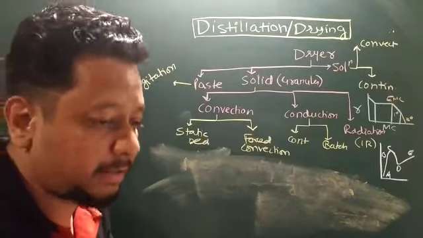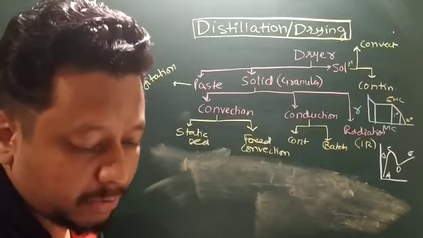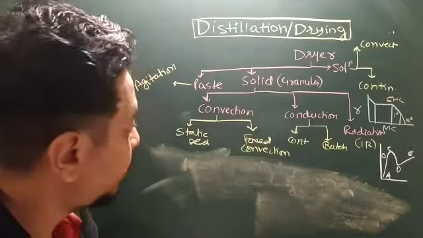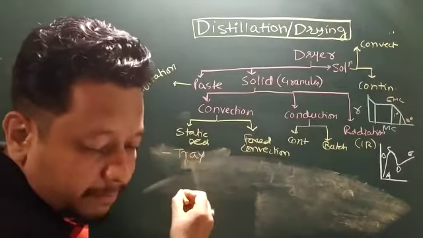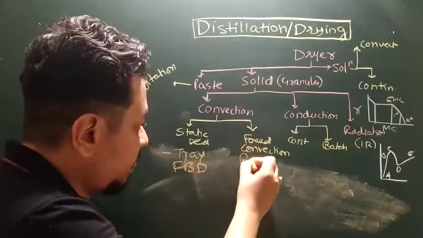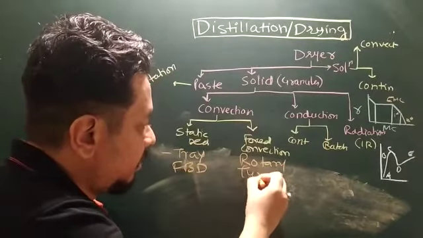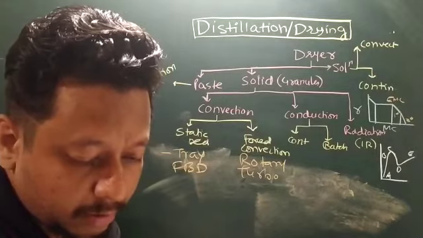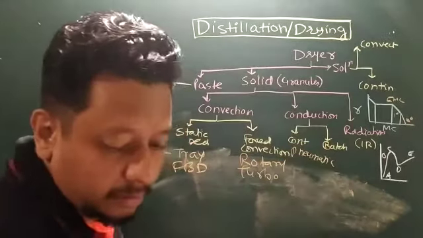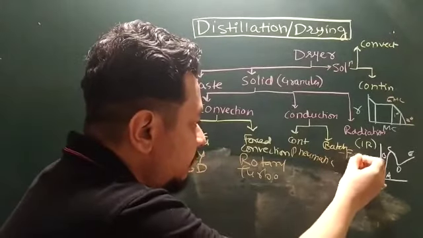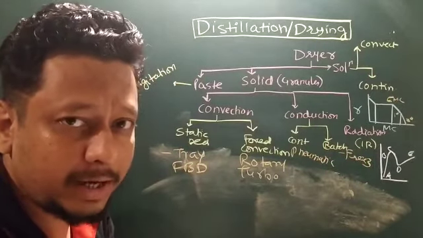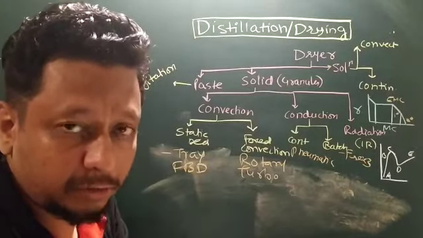Okay, now the classification of dryers, very important. The first one is solids, which are granules, under convection, where you have batch and continuous dryers. Batch is your tray dryer and the fluidized bed dryer. For forced convection, you have a tunnel dryer, rotary dryer, and turbo dryer. Then you have conduction, continuous, with a pneumatic dryer, then a batch vacuum dryer and the freeze dryer, very important, freeze dryer. Then you have radiation, IR. You must have seen the moisture determination of tablets or granules, where you will find the IR balance to calculate the moisture.